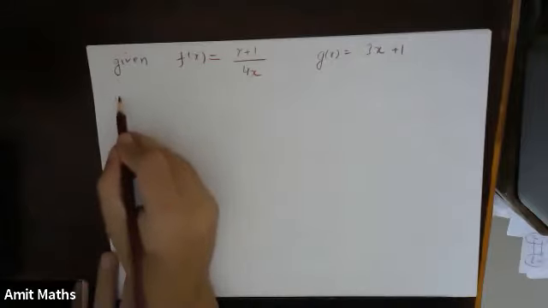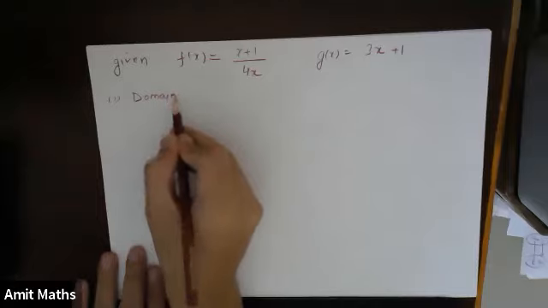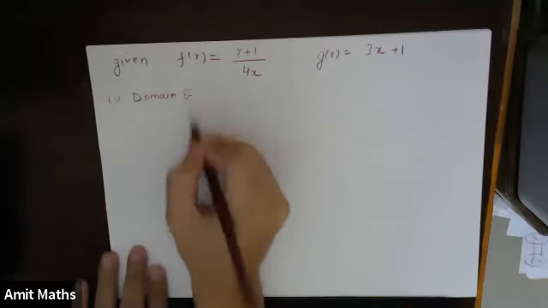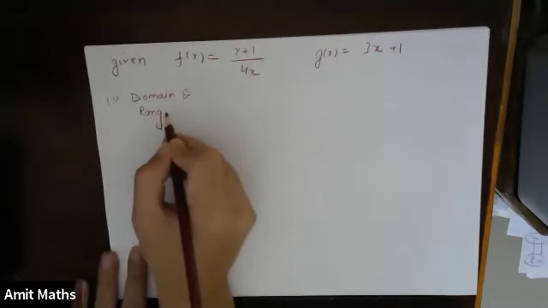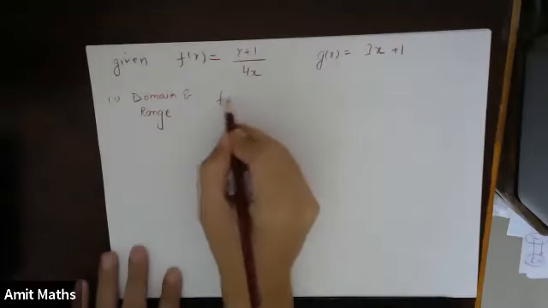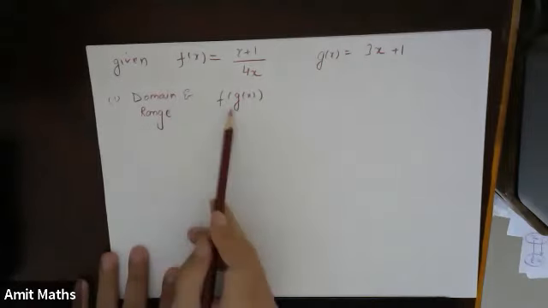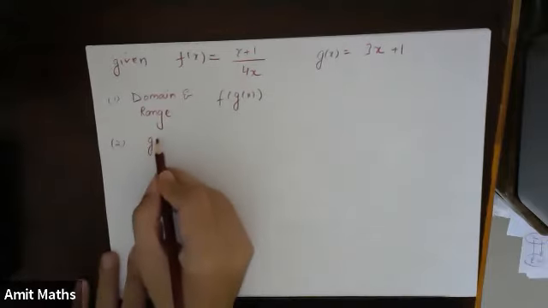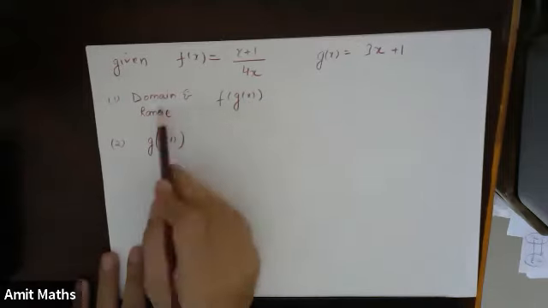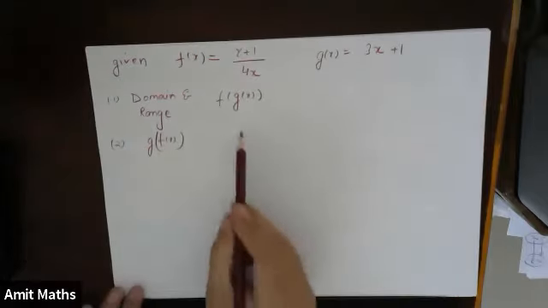First thing, you have to find the domain and range of f of g of x. Second thing, you have to find g of f of x. First, find f of g of x, find its domain, and then find g of f of x. Okay, I'll give you 2 minutes, solve this.